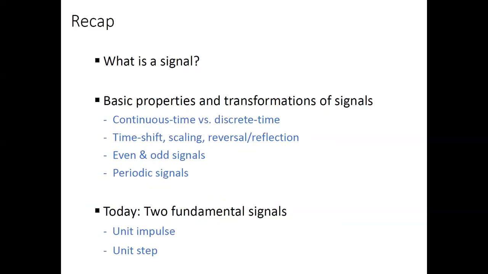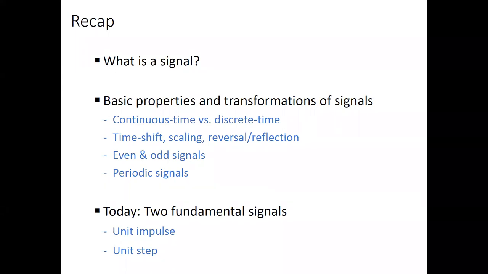Okay, let's begin our lecture today. First, let's recap what we learned in the last lecture. In the last lecture, we were introduced to what a signal is. A signal, simply speaking, is a function of an independent variable, such as time, location, or frequency. In this course, we focus on time and frequency as independent variables, and at the beginning of the class, we merely focus on time. And we learned some basic concepts and operations of signals.